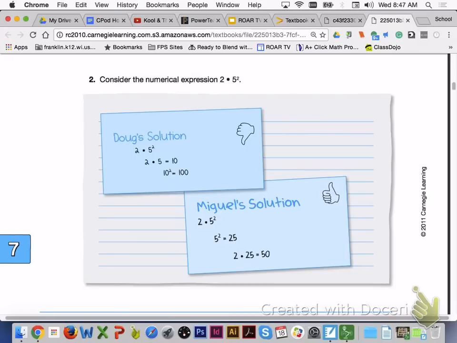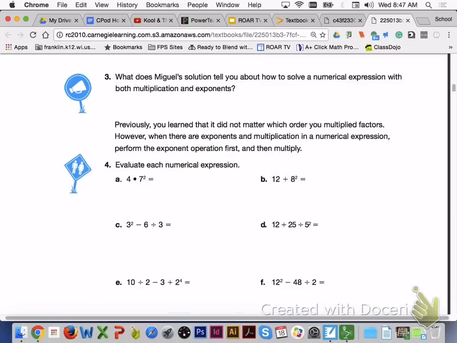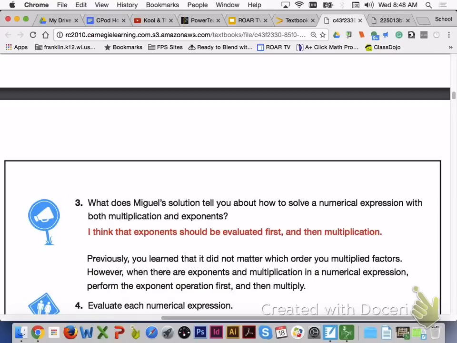Number 2 tells us to consider the numerical expression 2 times 5 squared. Take a look at Doug and Miguel's solutions. Turn to page 467 and answer number 3 with your group members. For number 3, Miguel's solution tells you that you should be evaluating exponents first and then multiplying.